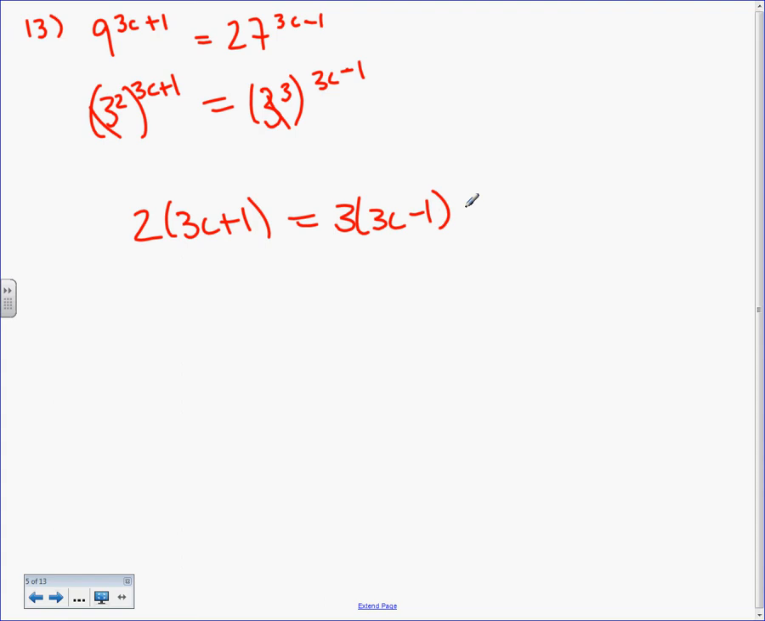So I'm going to go ahead and now I'm going to distribute. And I get what? 6c plus 2 equals 9c minus 3. Is everybody okay where we are? That's the new stuff. That's it. So solve for c. Take your time. Always reduce if it's a fraction.